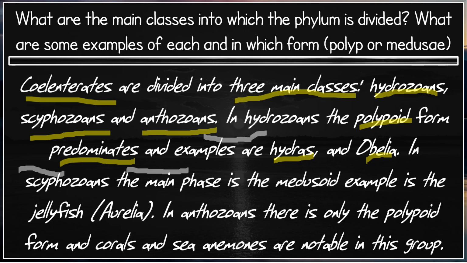In scyphozoans, the main phase is the medusoid. Example, a jellyfish, Aurelia. In anthozoans, there is only the polypoid form, and corals and sea anemones are notable in this group.